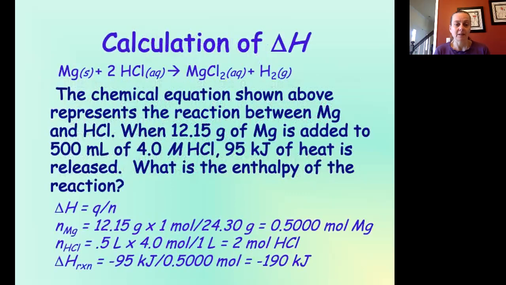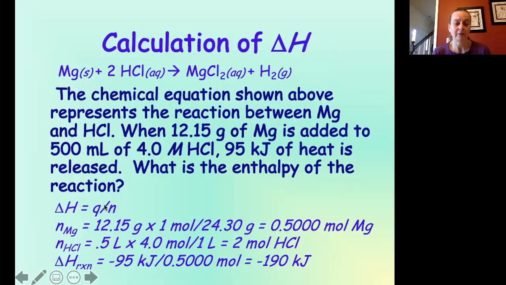So we have this chemical equation: magnesium plus hydrochloric acid yields magnesium chloride and hydrogen gas. When we have 12.15 grams of magnesium added to 500 milliliters of 4 molar hydrochloric acid, it produces 95 kilojoules of heat, and it asks us to find the enthalpy of the reaction. So the first thing we're going to do is remember that delta H is equal to Q divided by the number of moles.